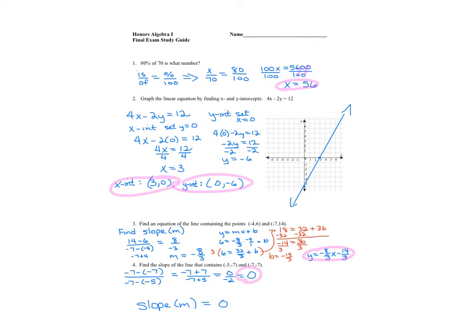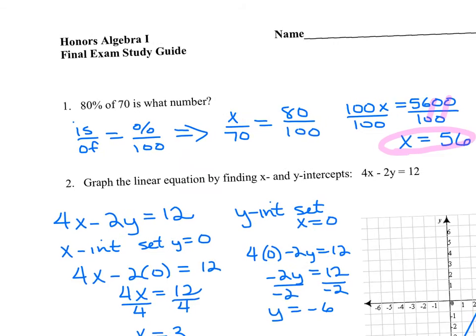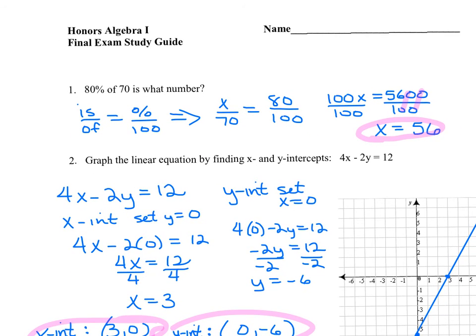All right, so the first question, this is from the percent lesson. I went ahead and set mine up as a proportion, and I used the is over of, percent over 100, filled in my numbers, and then treated it as a proportion, cross multiply, and divide. This will be a multiple choice question.